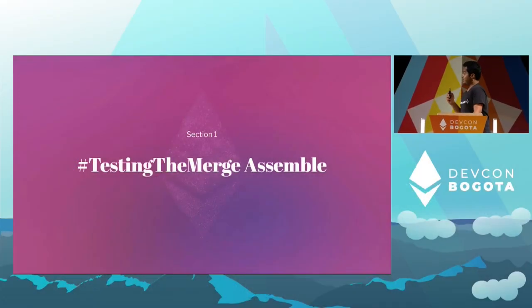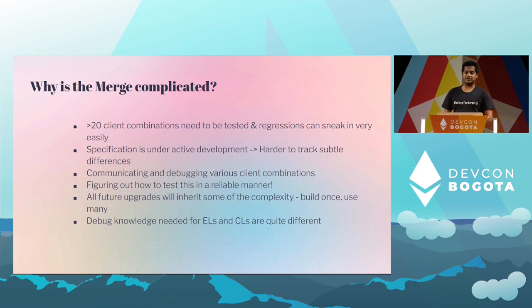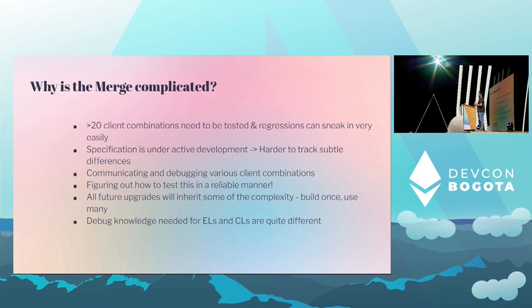The first part, let's talk about what we're actually doing with testing. Why is the merge complicated to begin with? Well, we have roughly 20 different client combinations, and regressions sneak in very easily. You might see a regression in one of the client combinations, but none of the other ones, and that's very tricky to pinpoint. The specs were in active development.